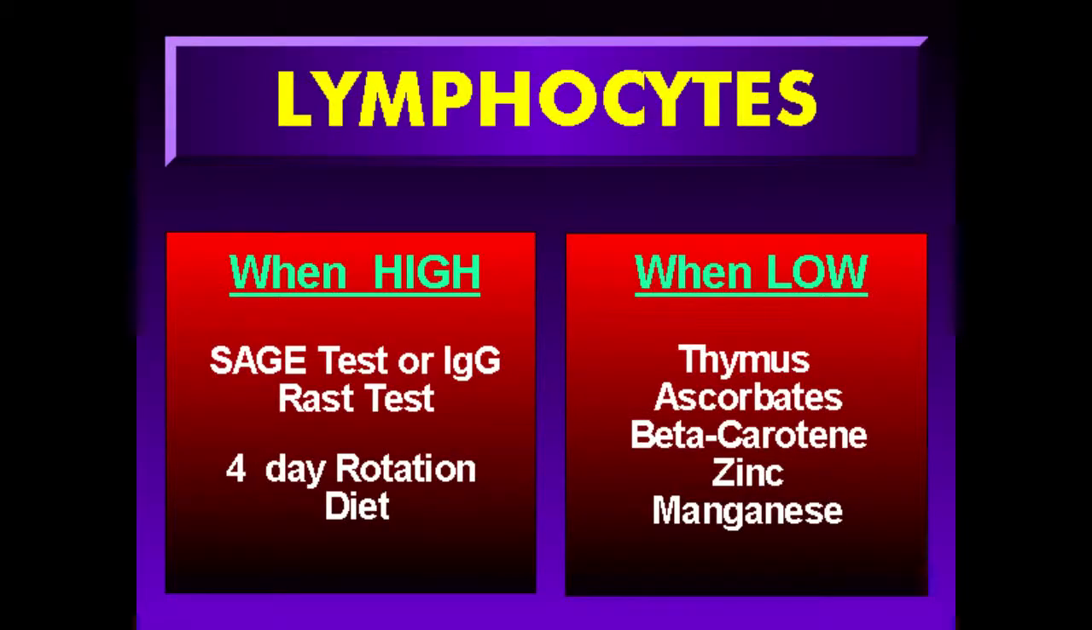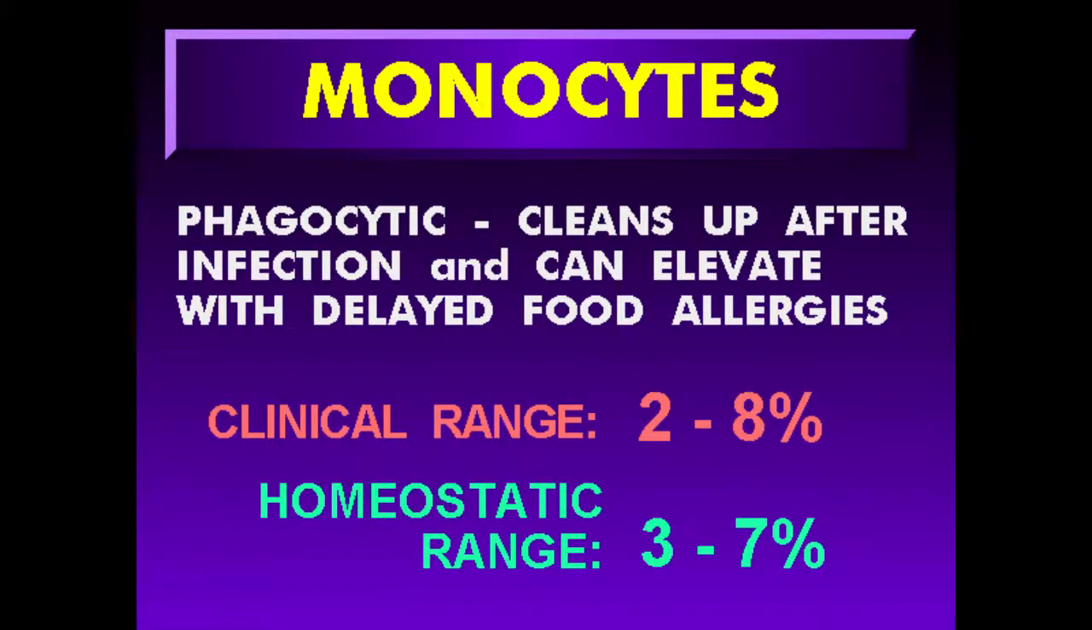SAGE testing, or IgG, IgM, and IgA-RAS tests are useful when the lymphocytes are high. Often these patients respond positively when they are placed on a 4-day rotation diet. Thymus glandular, vitamin C, beta-carotene, zinc, and manganese are often indicated when the lymph population is low. Monocytes reflect phagocytic activity and are derived from the bone marrow. Monocytes often elevate in the presence of food allergies.